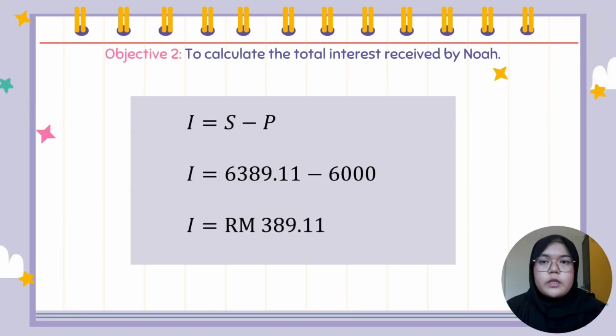Objective 2 is to calculate the total interest received by Noah. So, to find the interest, we will use the formula of I equal to S minus P. Then, we will replace S and P with the information given earlier, which is I equal to 6,389.11 minus 6,000, and the answer will be RM 389.11.